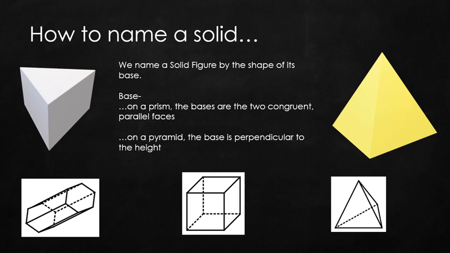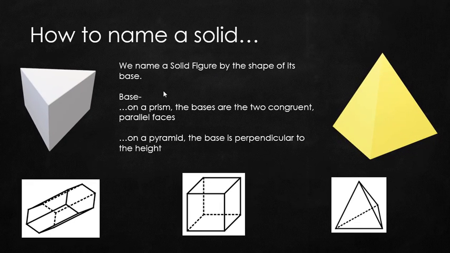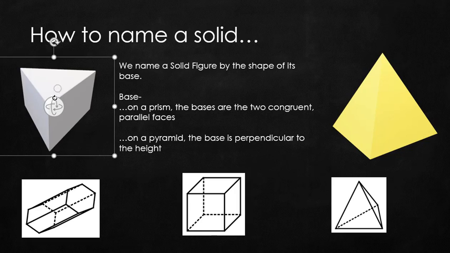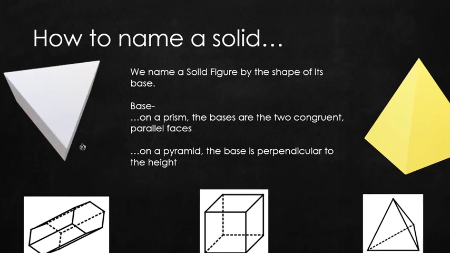All right, last thing about some key terms that we're going to discuss, and that's how we name a solid, or how we name polyhedra. Solids are named by the shape of their base. And the base is not always what it's resting on, so don't think that it's always the bottom of it. So here we have an example of a triangular prism.